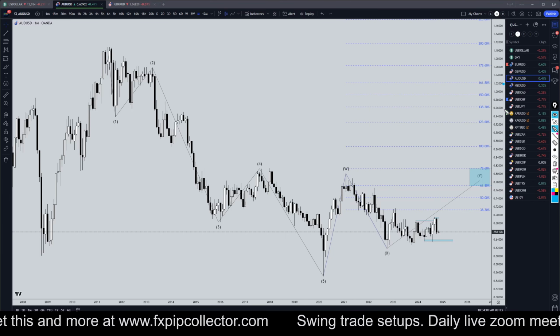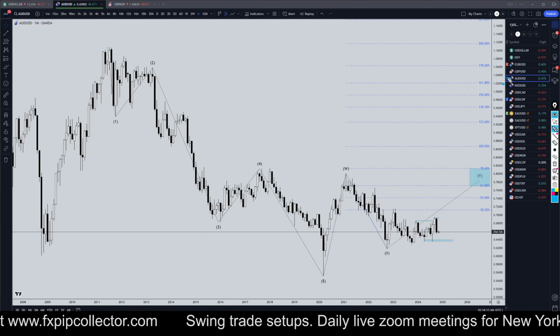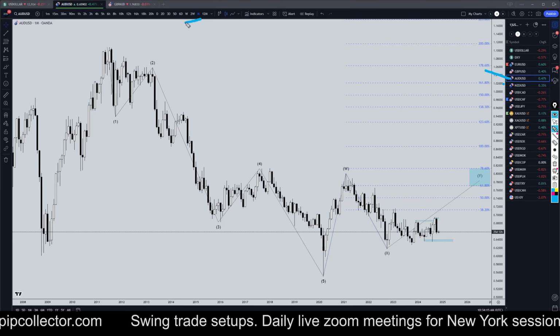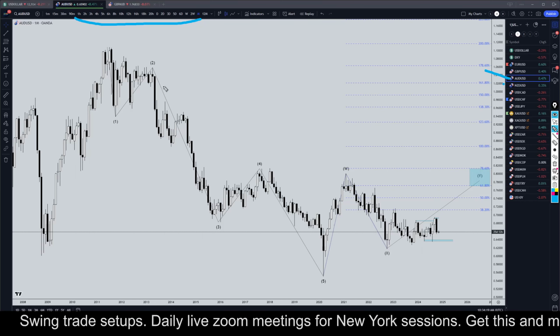Today is Monday, November 4th, and I'm going to be analyzing the Aussie US dollar, starting on the monthly, working my way all the way down to the 1 hour time frame for the full top-down analysis.